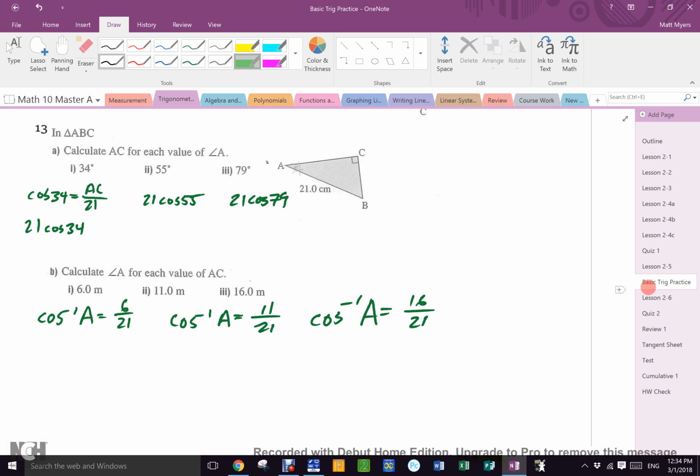All right. 13, there you go right there. What's the only thing that changed? Theta is the only thing that changed. The operation doesn't change. Start recognizing when it works once, it always works. In this one, the only thing that changed was the adjacent, because the 21 was always the hypotenuse.